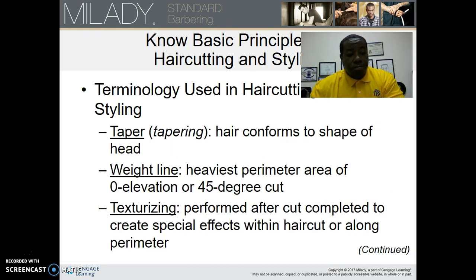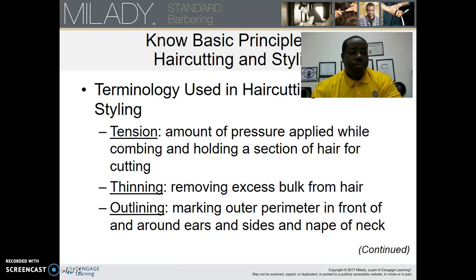Okay. So we talked about the word taper or tapering. We talked about that a little bit earlier in our last couple of PowerPoints. It also mentions the weight line and texturizing. These are just more terms that are used. As we move to our next one, it talks about tension. Now, why is tension important? When it talks about tension here, it's talking about the amount of tension or pressure that's being applied by holding or combing that hair out before you actually do any kind of cut.